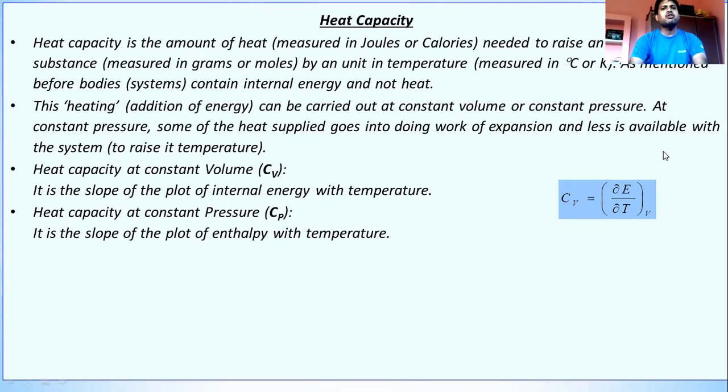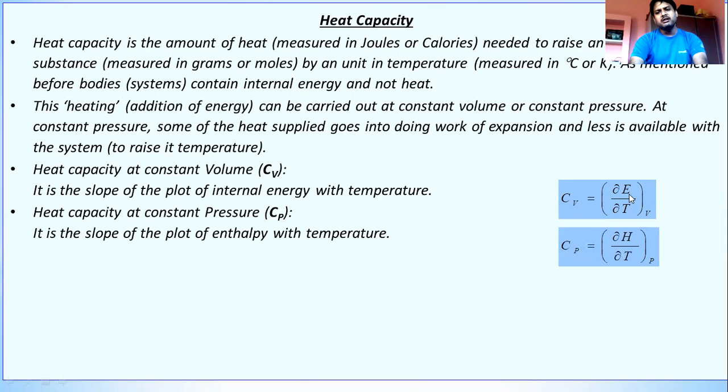Here I am summarizing all the terminologies which are important for the understanding of thermodynamics. That's why I have shown the heat capacity in the very beginning of the chapter. Don't worry, we will understand these things again. Heat capacity at constant pressure is Cp. It is the slope of the plot of enthalpy with temperature. It can be expressed as Cp equals del H by del T at constant pressure.